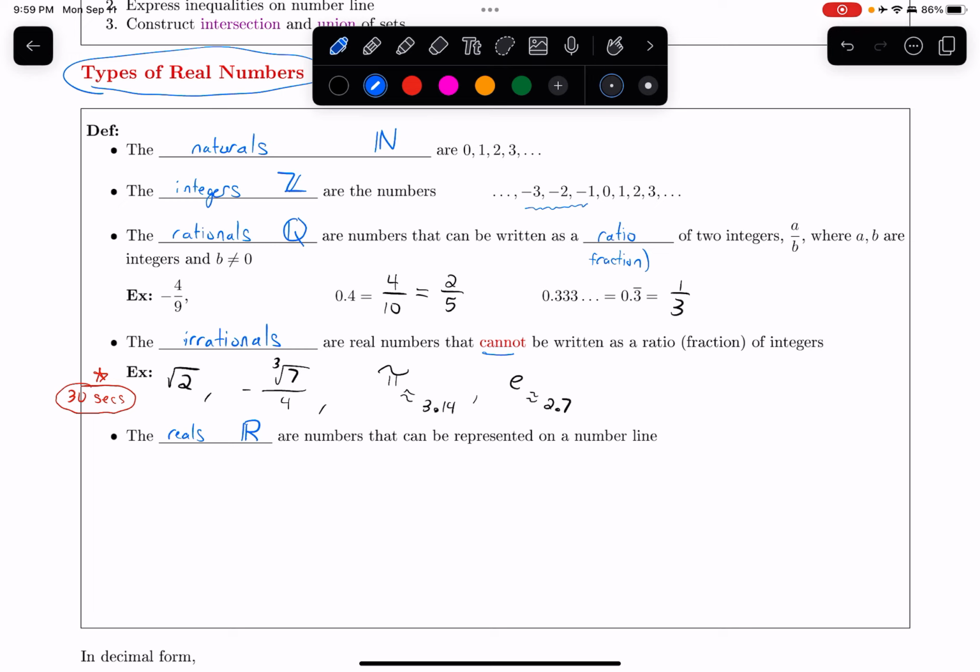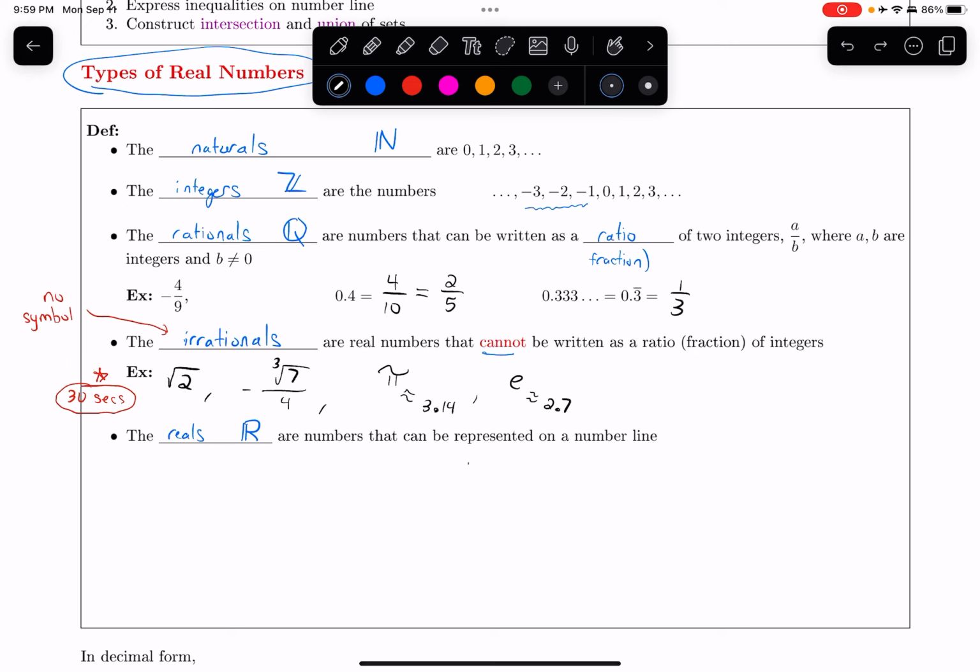I never wrote the symbol for irrationals. And it turns out there is actually no symbol for the irrationals. So the others all have symbols. The irrationals, unfortunately, don't have a symbol. Okay, so the reals are numbers that can be represented on a number line. So they're basically all the rationals and all the irrationals put together.